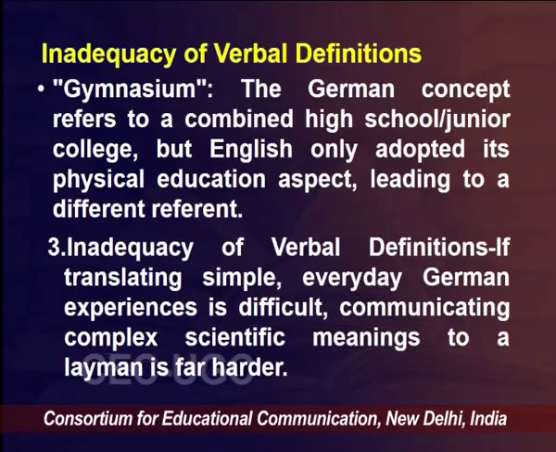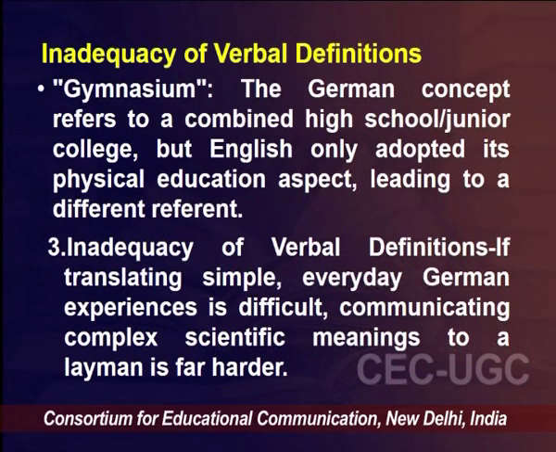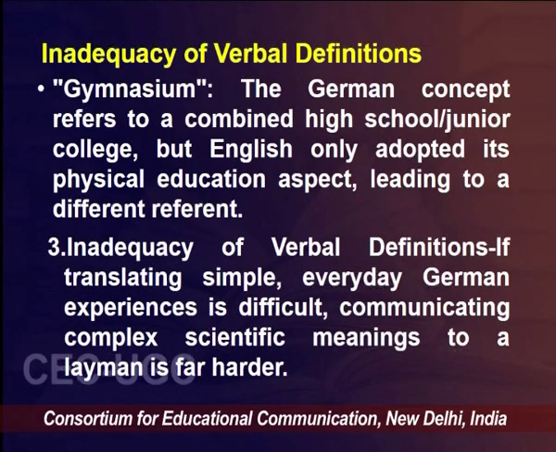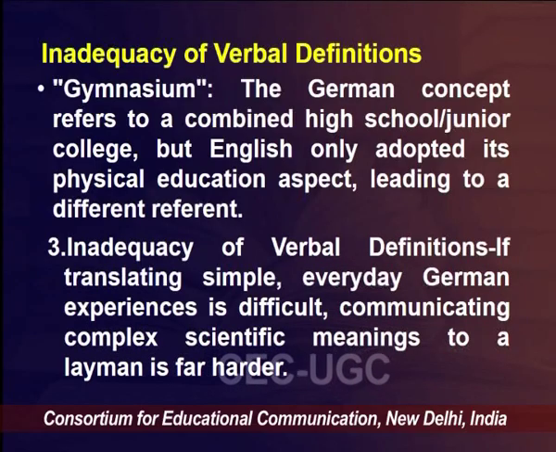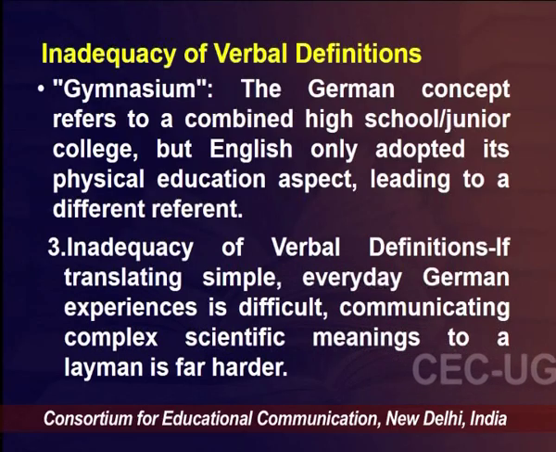Gymnasium is a German concept that refers to combined high school and junior college, but English only adopted its physical educational aspect, leading to a different referent. And the third problem in terms of the vocabulary gap is the inadequacy of verbal definitions. If translating simple everyday German experience is difficult, communicating complex scientific meanings to laymen is far harder. So, there is this existence of the vocabulary gap, and this is because of the inadequacy of verbal definition.